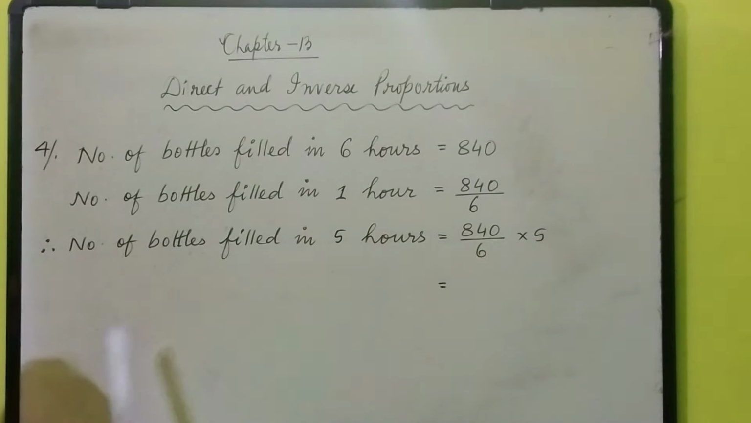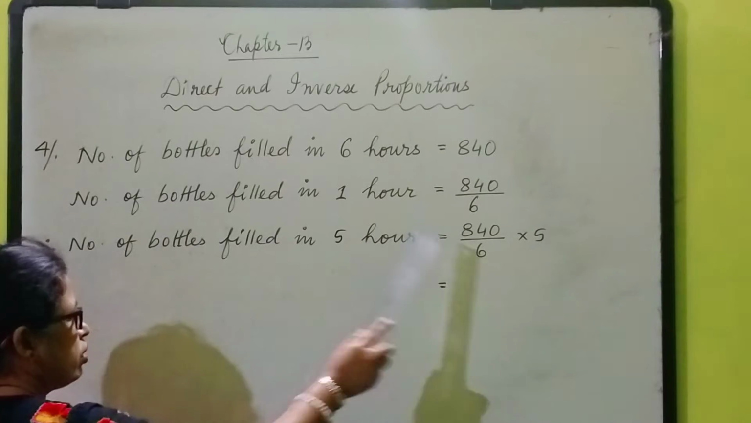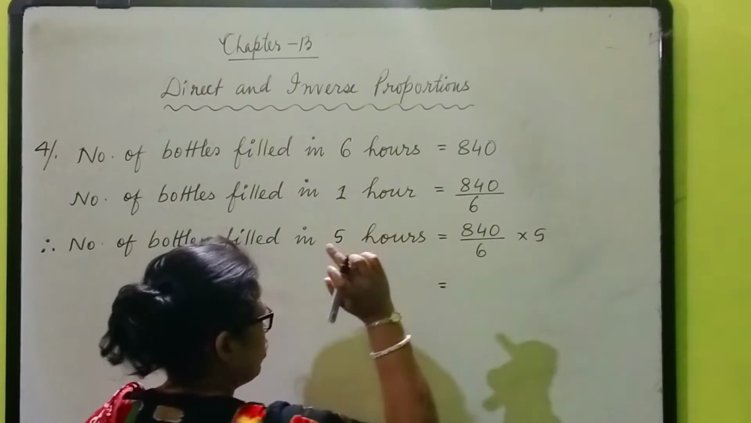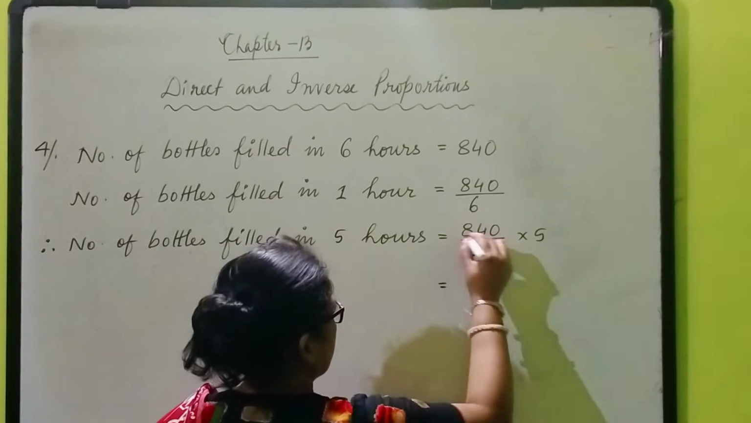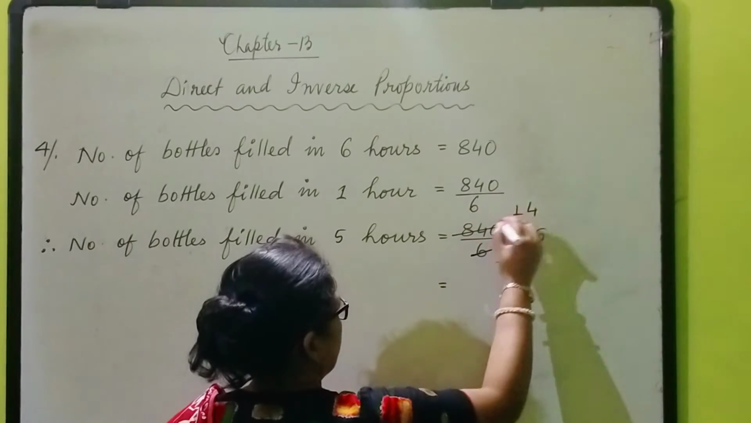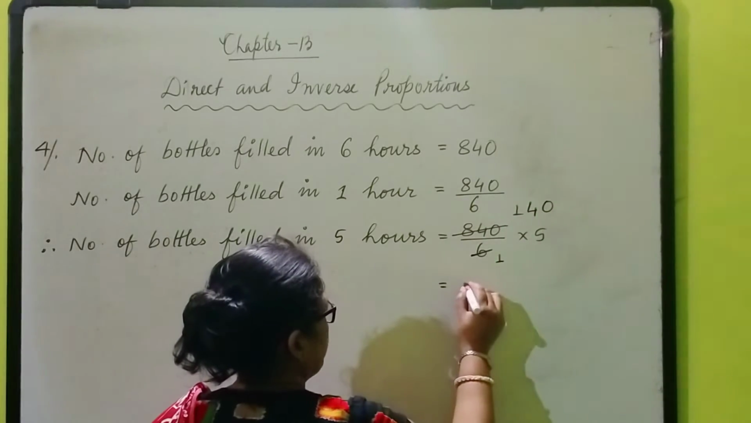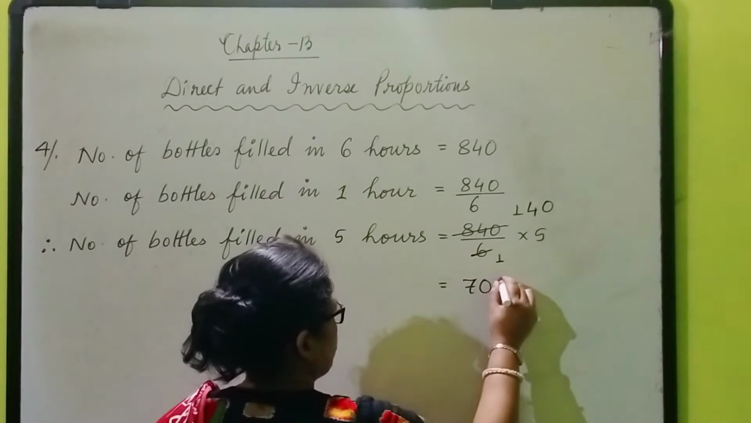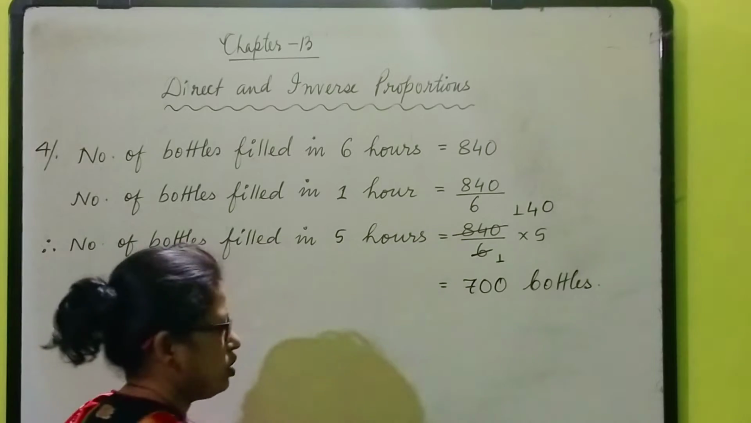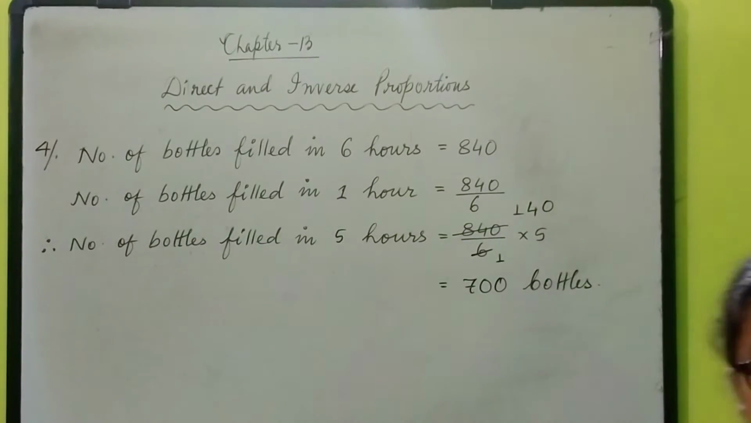Therefore, the number of bottles filled in 5 hours. Now, 1 hour is this. For 5 hours, the quantity will increase, am I right? So multiply it by 5. Now see, 6 ones are 6, 6 fours are 24, 6 zeros are 0. Now 14 fives are 70, and these 0. That means 700 bottles. Understood, my dear students? That means the number of bottles filled in 5 hours is 700 bottles.